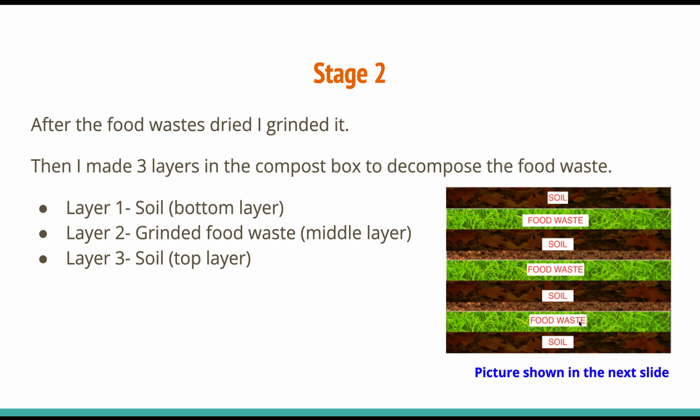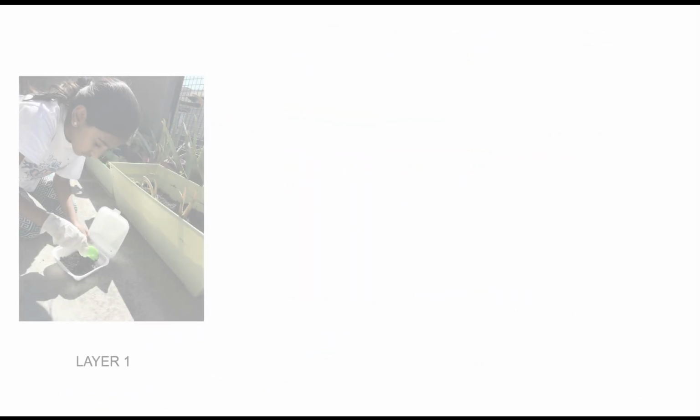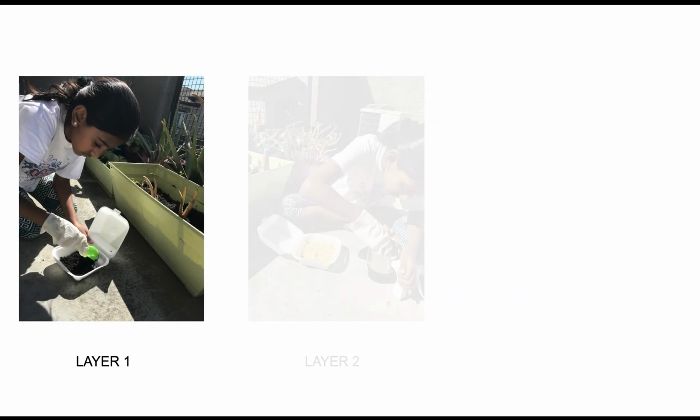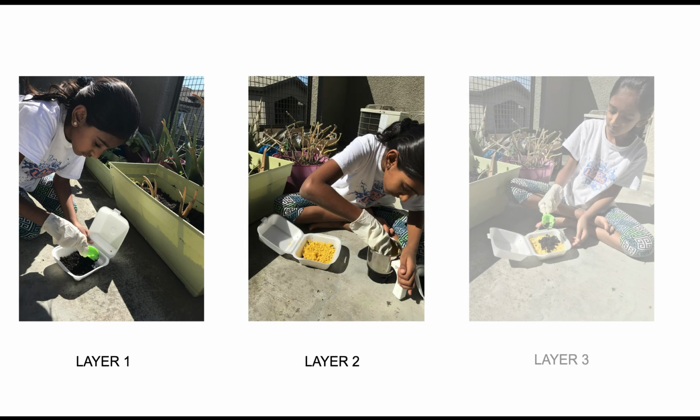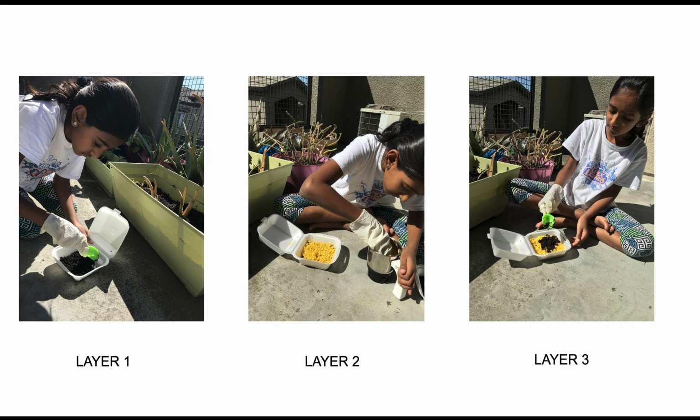As you can see in this picture, this is how you're supposed to layer it. Layer 1, layer 2, and layer 3. As you can see, for this box, I used orange peel as my middle layer.